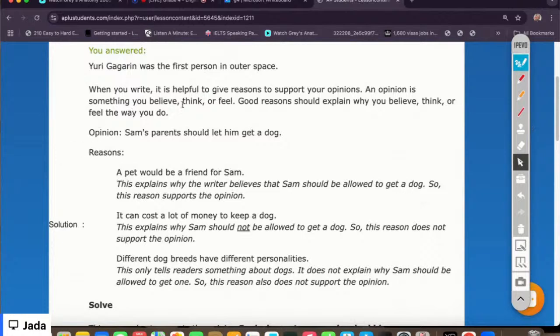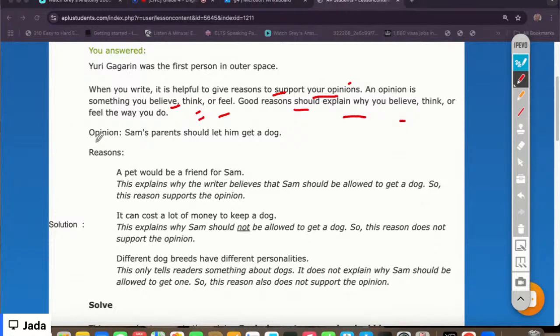Alright, so when you write, it is helpful to give reasons to support your opinions. When you write a text, an essay, or anything that you have to write, it is helpful that you give reasons to support your opinion. An opinion is something you believe, think, or feel. Good reasons should explain why you believe, think, or feel the way you do.